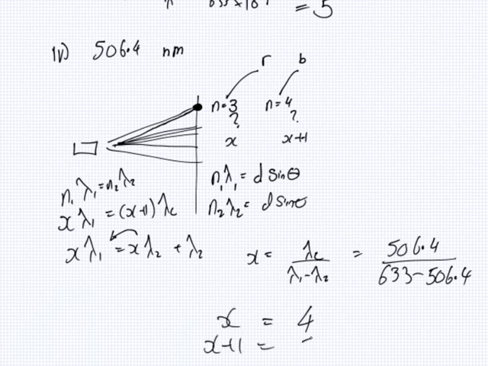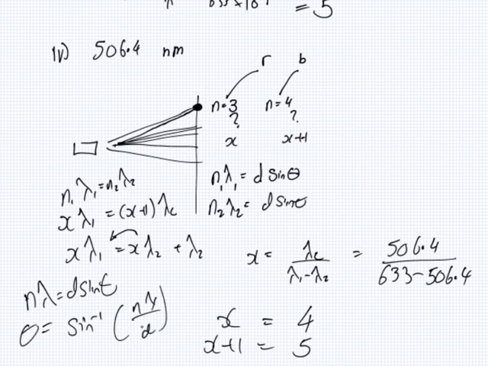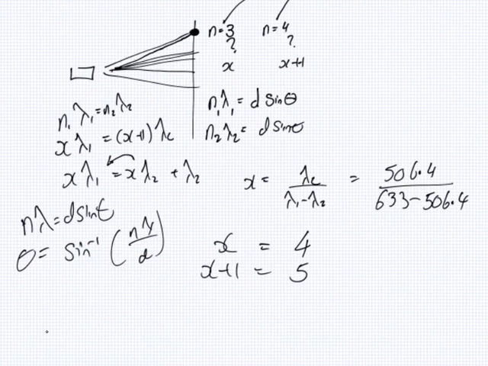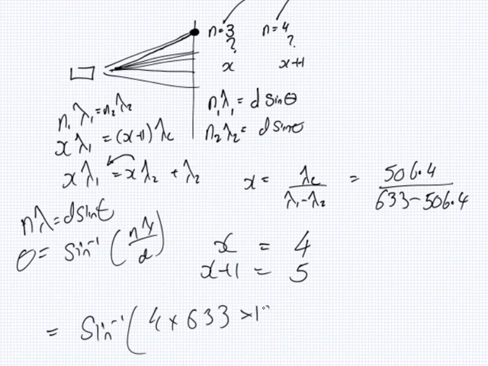Determine the angle. Well, that's just a matter of using the formula again. n lambda equals d sine theta, so then sine it. You can use either. So sine inverse of n lambda over d. If we go with the red light, that would be sine inverse of 4 times 633 times 10 to the minus 9 over, what was it, 3.33 times 10 to the minus 6.